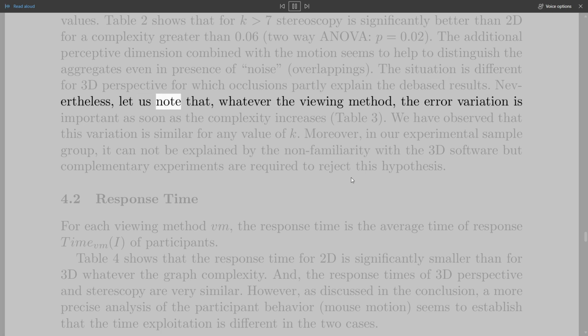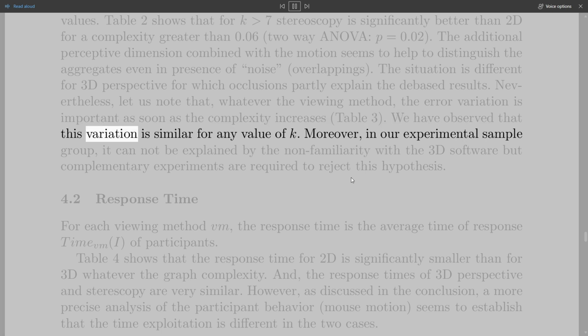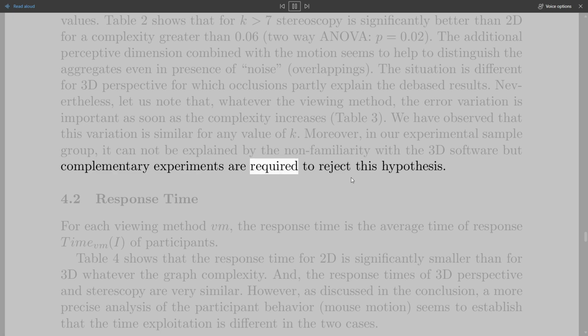Nevertheless, let us note that, whatever the viewing method, the error variation is important as soon as the complexity increases. Table 3. We have observed that this variation is similar for any value of K. Moreover, in our experimental sample group, it cannot be explained by the nonfamiliarity with the 3D software, but complementary experiments are required to reject this hypothesis.